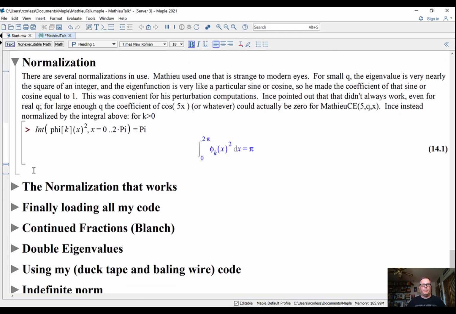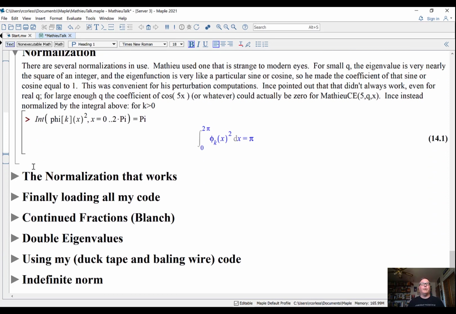Conventions vary. Mathieu used a very weird normalization. Well, it's weird to modernize. For small q, the eigenvalue is nearly the square of an integer. For 3, we had 9. And the eigenfunction is very like a particular sine or cosine. And so he made the coefficient of that particular sine or cosine equal to 1 and divided by that and made everything work in that sense. And that was convenient for his perturbation computations.